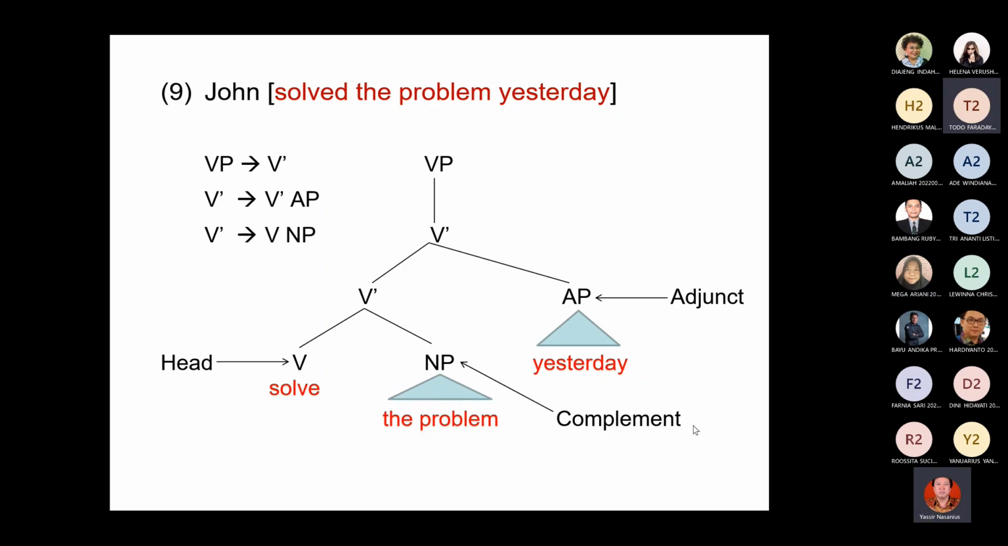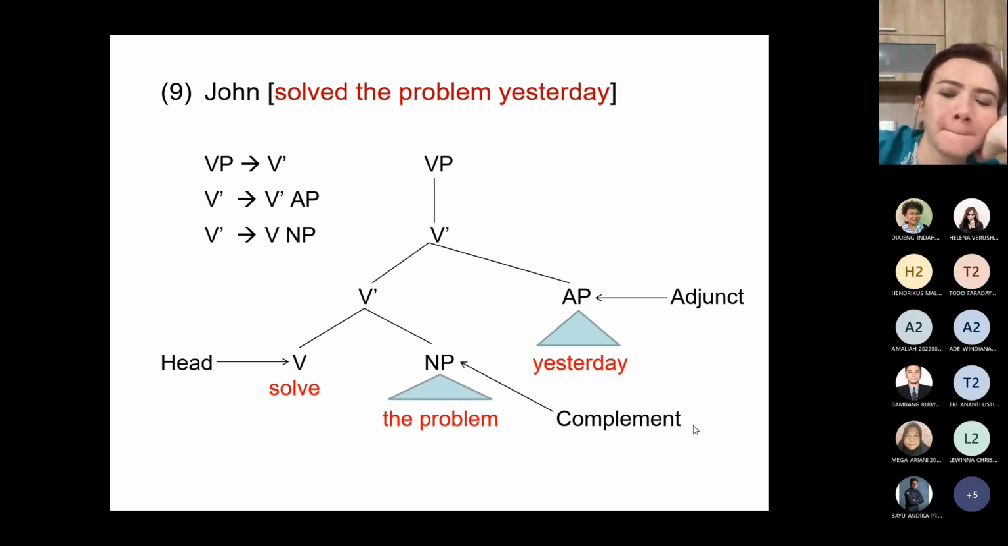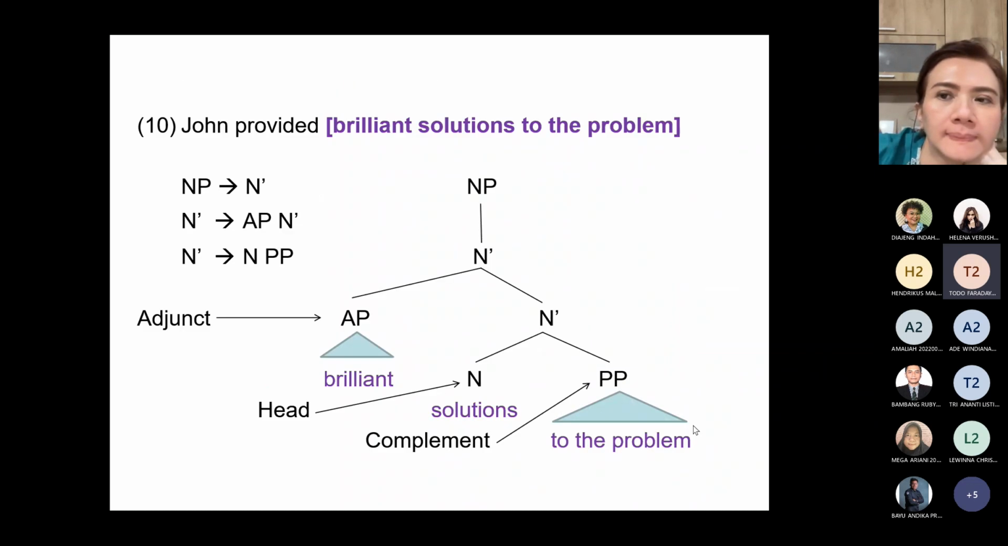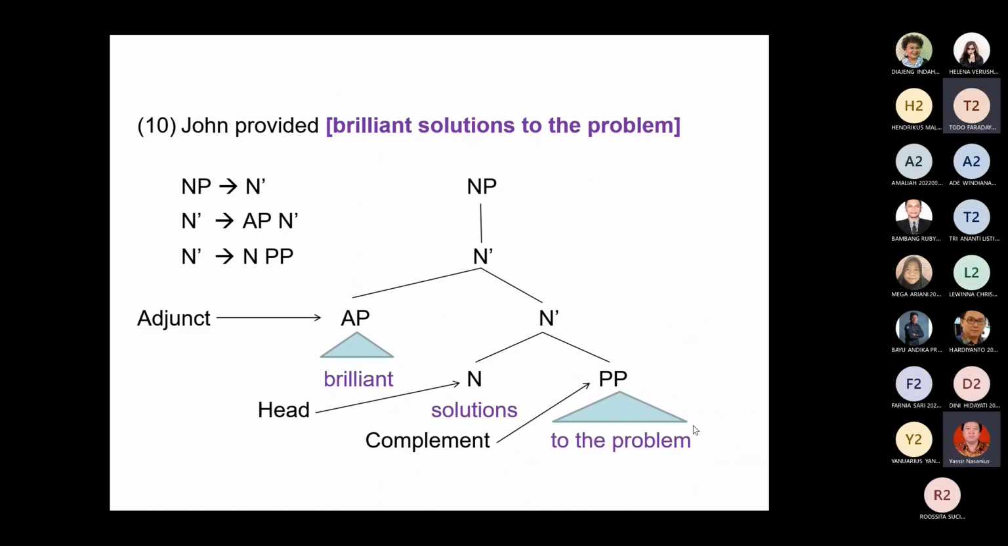Let me go on to one more element in your tree, called specifier. This is basically, again, another example for adjunct and complement, but for NP. So NP consists of N bar, and the N bar consists of the AP brilliant and another N bar. And then the N bar consists of N, the head, and the PP complement.